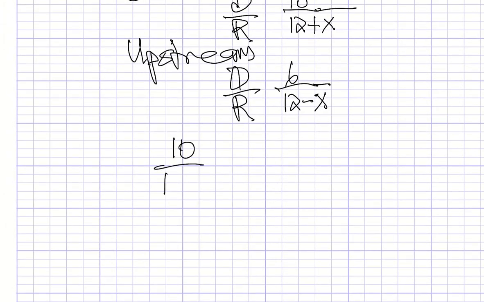10 over 12 plus X is equal to, sorry man, I'm getting sloppy. I think I'm getting tired. It's equal to 6 over 12 minus X. I think that's what they want us to solve, man.